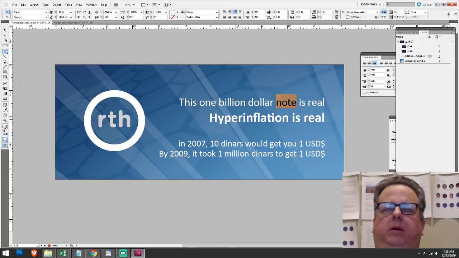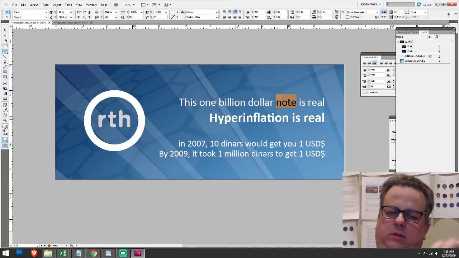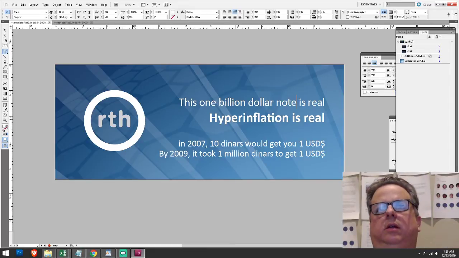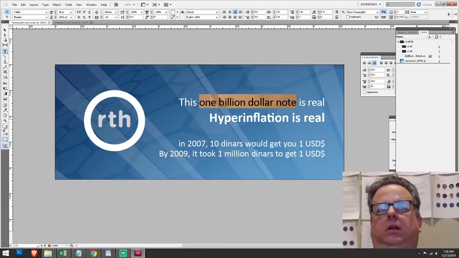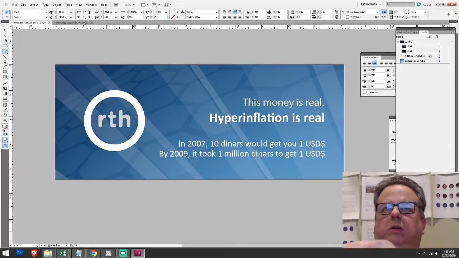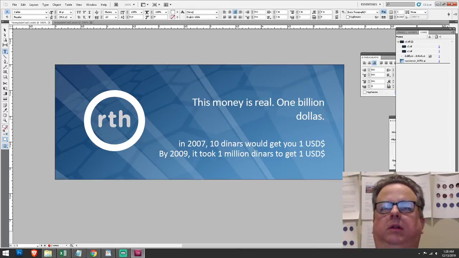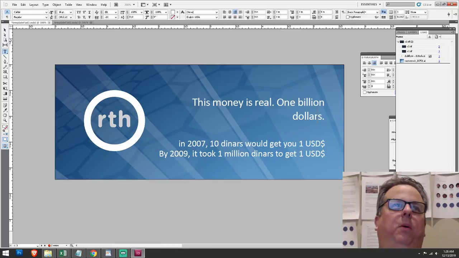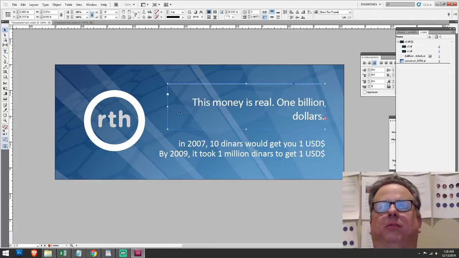Does the general public know what a note is? I think people just call it money. So maybe we just say this money is real. $1 billion.